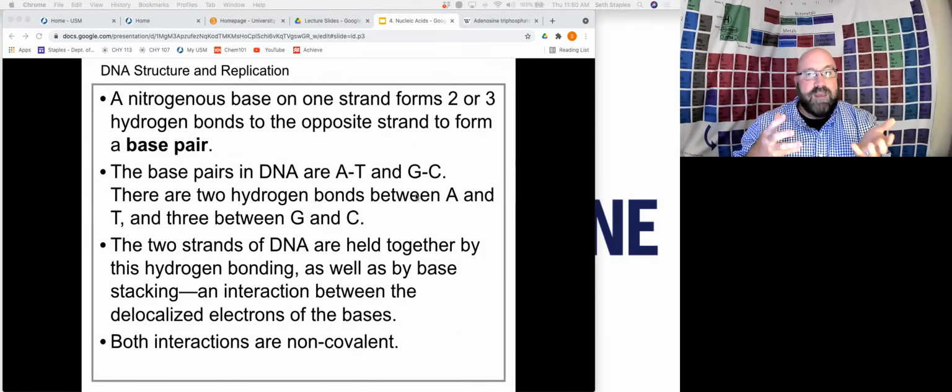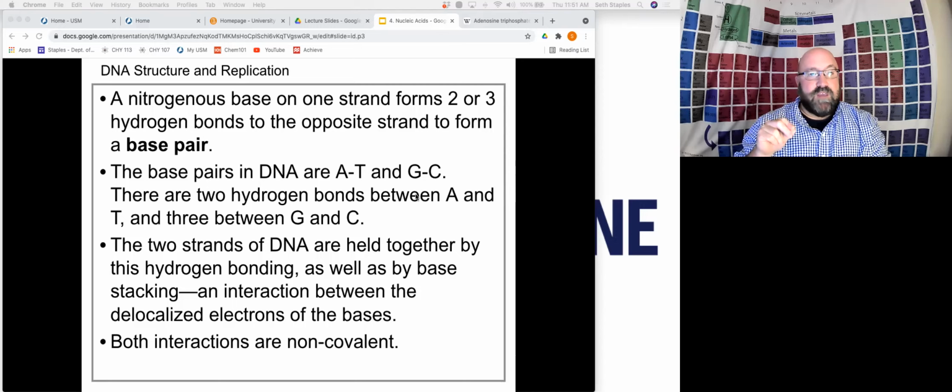A nitrogenous base on one strand, as this is just sort of in words what I was just showing, forms either 2 or 3 hydrogen bonds with the opposite strand in order to form our base pair. The base pairs in DNA are adenine to thymine and guanine to cytosine. There are 2 hydrogen bonds between adenine and thymine, 3 between guanine and cytosine.